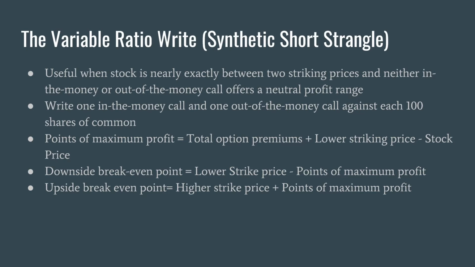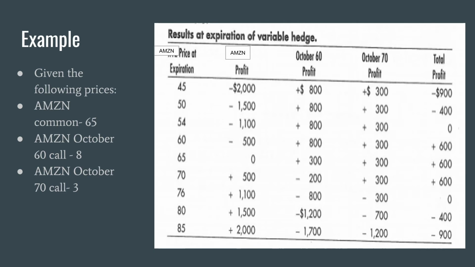The point of maximum profit equals the total option premiums plus the lower striking price minus the stock price. The downside break-even point equals the lower strike price minus the points of maximum profit. The upside break-even point equals the higher strike price plus the points of maximum profit. To further illustrate a synthetic short strangle position, let's go over an example.